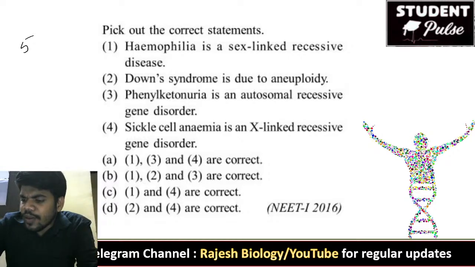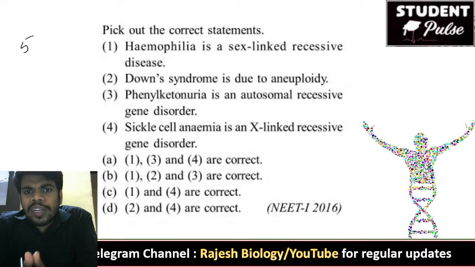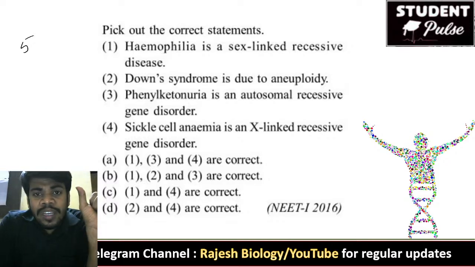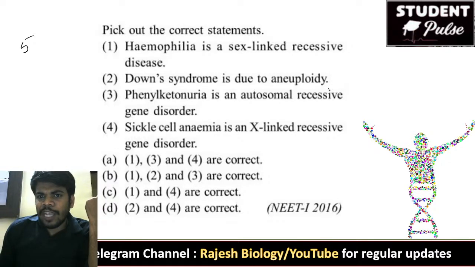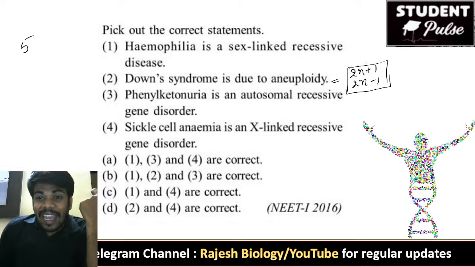Alright. For the fifth question, pick out the correct statements. First one, hemophilia is a sex-linked recessive disease. Is that right? Second, Down syndrome is due to aneuploidy. What is meant by aneuploidy? Aneuploidy means 2n plus 1 or 2n minus 1. Abnormal gametes or abnormal zygotes, abnormal karyotype is called aneuploidy.